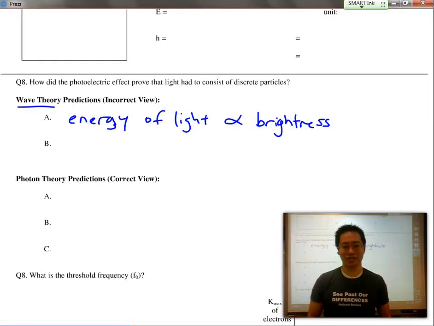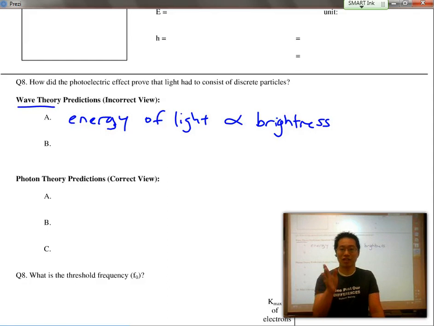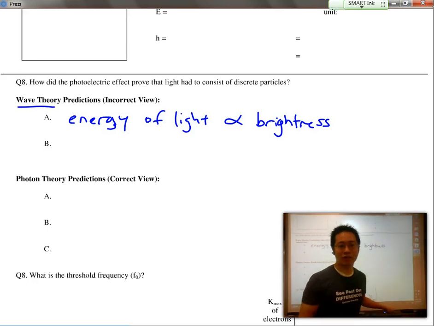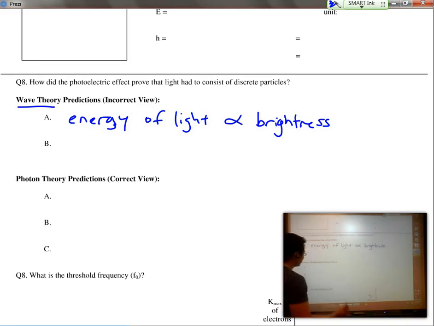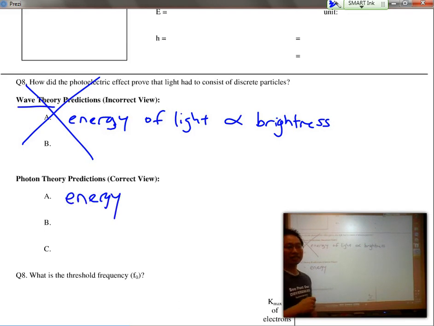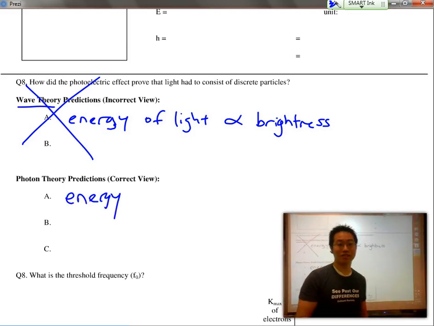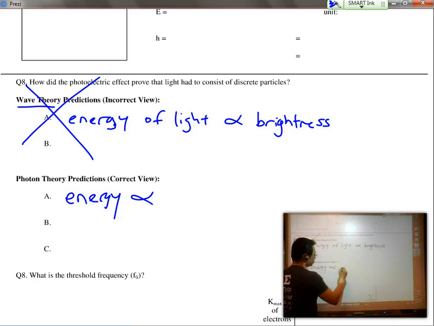So Einstein took this idea, and he realized, what if light wasn't a wave? What if it was also a particle? You see, the particle model works pretty well, because under the particle model, the energy isn't related to the brightness. The energy is directly related to the frequency, just like Max Planck had said.